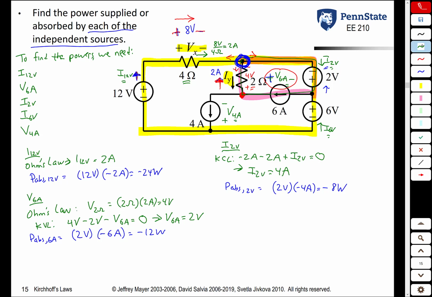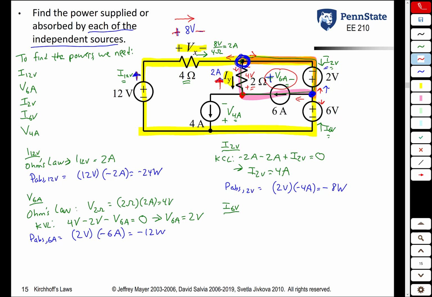Now, if we want to find the power absorbed or supplied by the 6-volt source, we need to find its current first. So once again, we think about using KCL. Whenever you want to find a current, it makes sense to use KCL. So if you find a node, let's say this node here, do we know the current going to the left? Yes, because it's given. Do we know the current going up? Yes, we just determined that in the previous step.